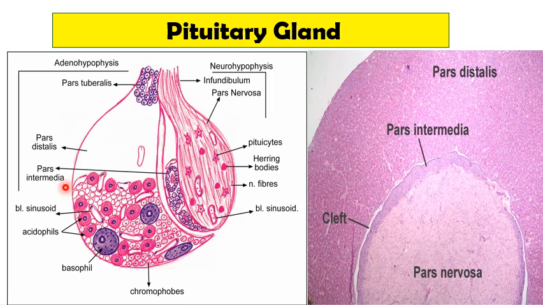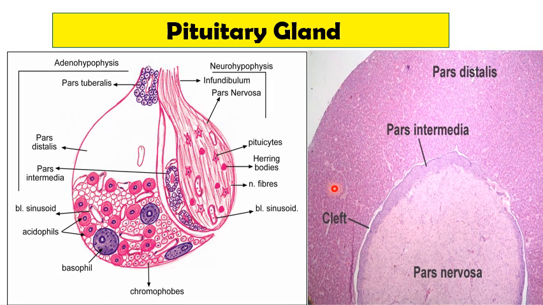So we have a diagram for the pituitary gland formed of adenohypophysis and neurohypophysis. Adenohypophysis: pars distalis with chromophobes, basophils, acidophils, and fenestrated blood capillaries. Pars tuberalis, which is an upward extension of pars distalis, and pars intermedia. Then the neurohypophysis is formed of the infundibulum, which connects the pars nervosa with the hypothalamus, and the pars nervosa formed of pituicytes, branched cells, nerve fibers, Herring bodies, and fenestrated blood capillaries.